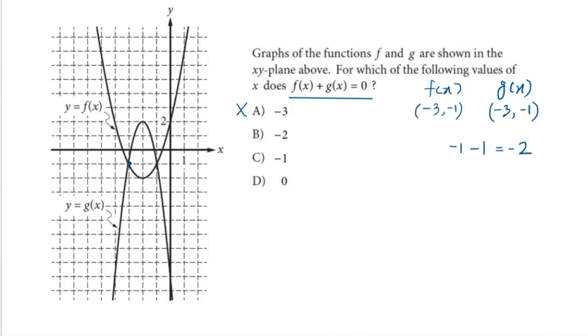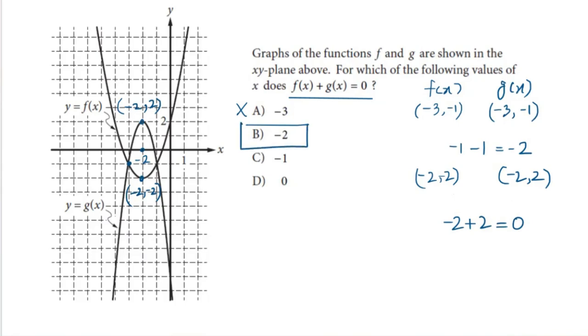Okay, let's look at -2. So I know this is -2. Here's -2. The point on g of x is (-2, 2), and the point on f of x is (-2, -2). Well, I think I've got my answer. The point is (-2, -2) on f of x and (-2, +2) on g of x. If you add these y values, you'll see that they will add up to 0. So -2 is the correct answer.